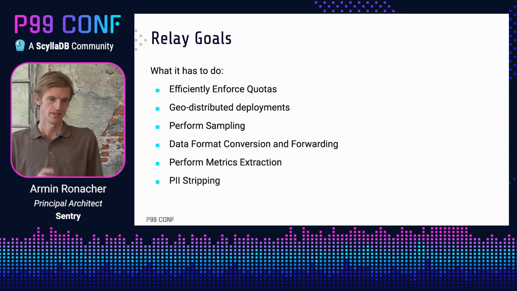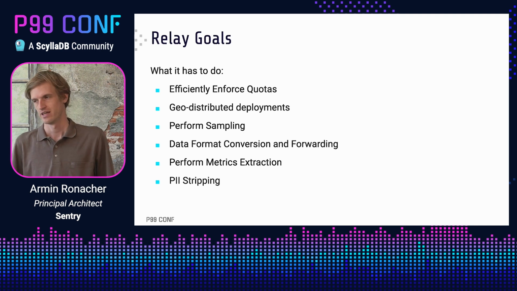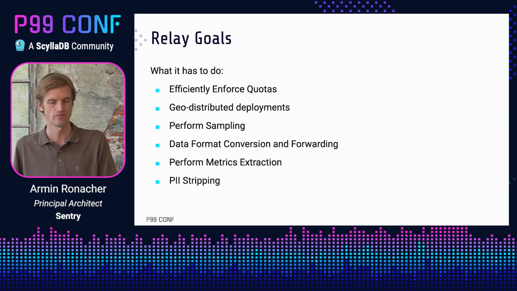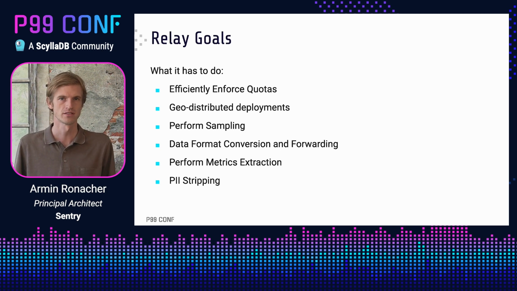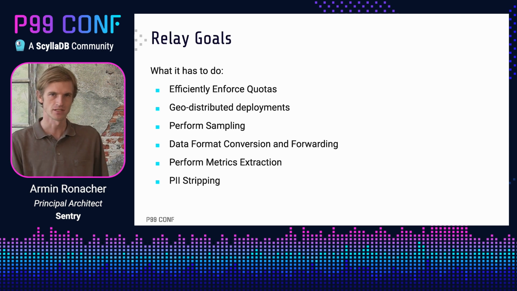So as mentioned, we have to enforce quotas on Relay. We have to support geo-distributed deployments. We have to perform sampling, metric extraction, PII stripping, and data forward conversion. This is all known parts. And so when we first started doing this, we realized that it's actually very risky to roll this out all at once. So preferably, we can run things side-by-side until we realize that this is matching behavior between what we have in Rust and what we had in Python.